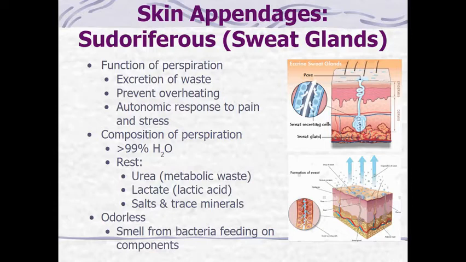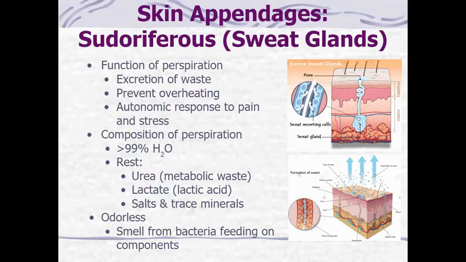Perspiration is over 99% pure water. Now, less than 1% is all the rest of the stuff that makes up perspiration. So, that metabolic waste, that urea we talked about, there's some lactic acid called lactate in there, and then salt and trace minerals can also be found in there.